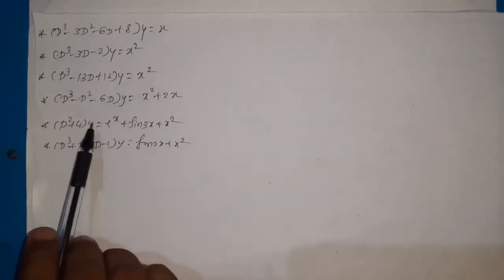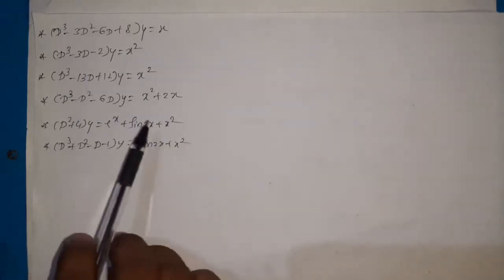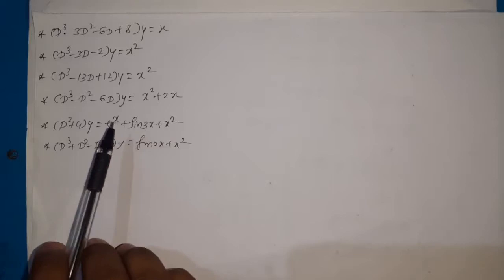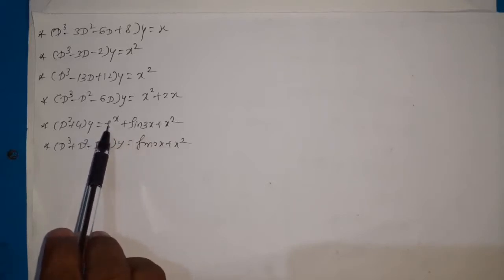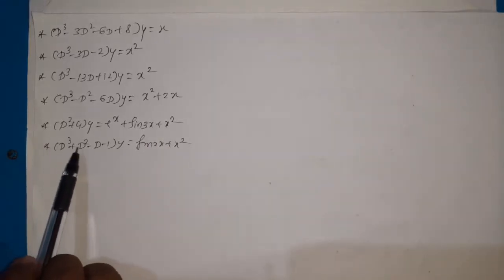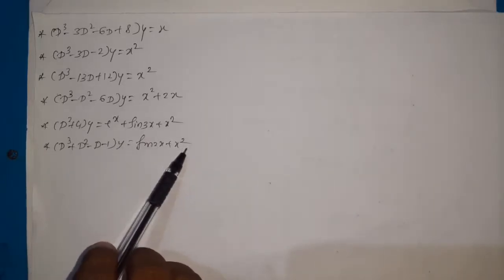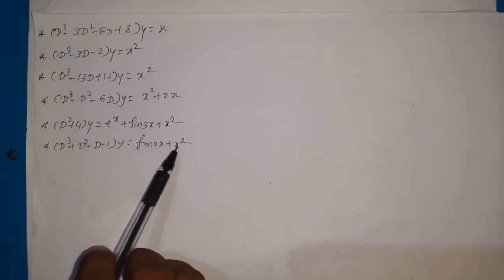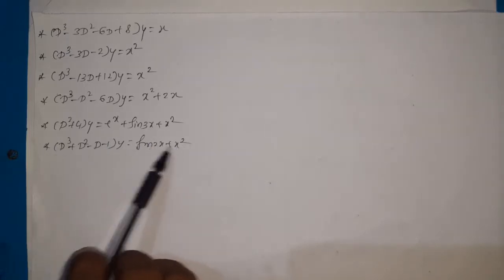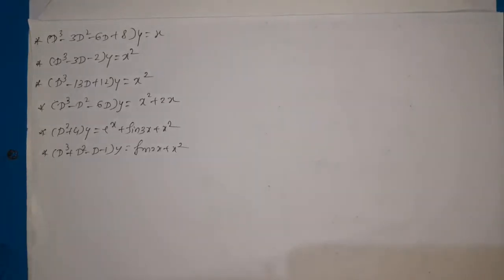Then (D² + 4) y = eˣ sin 3x x². In this problem we have to use all three particular integrals, because it has the form e^(ax), sin ax, and x^m. The next one is (D³ + D² − D − 1) y = sin 2x + x². Here the forms are sin ax and x^m, so only two types of particular integrals. Solve all these examples and upload them in PDF form in Google Classroom.